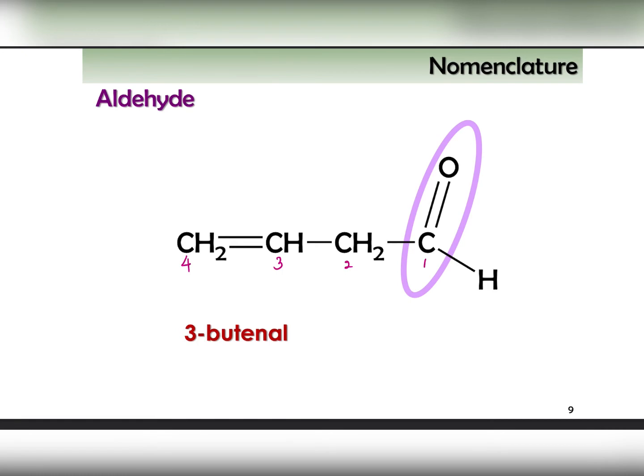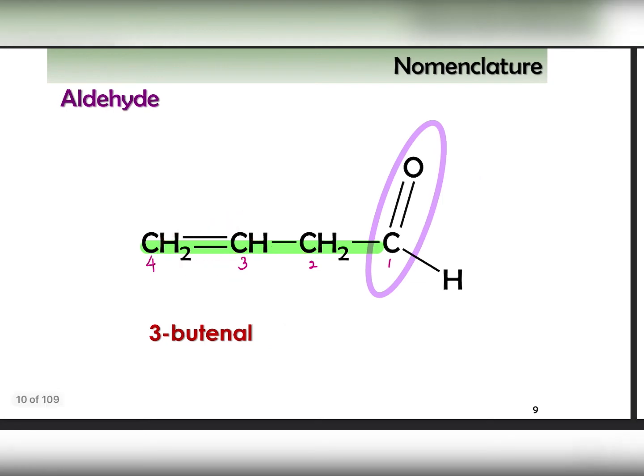Next, ini adalah 3-butenal. Why? Because the longest parent chain adalah 4 carbon, and you have C double bond C there. So dia akan jadi 3-butenal, because you have third carbon is the starting of your alkene.